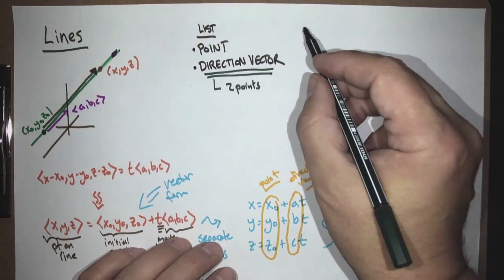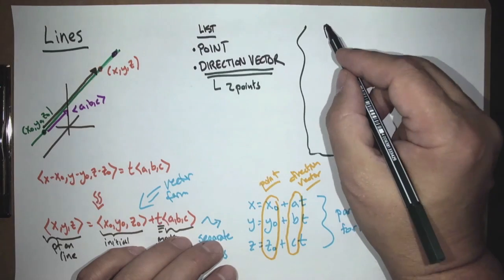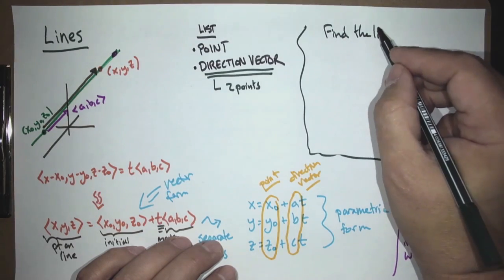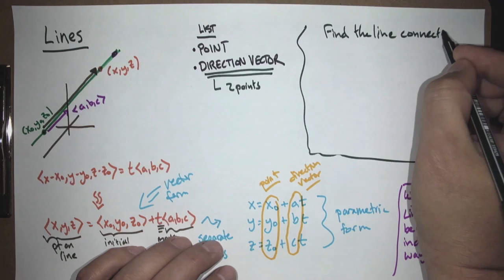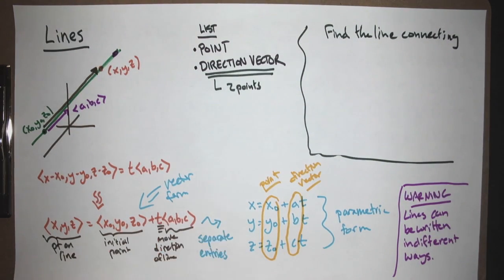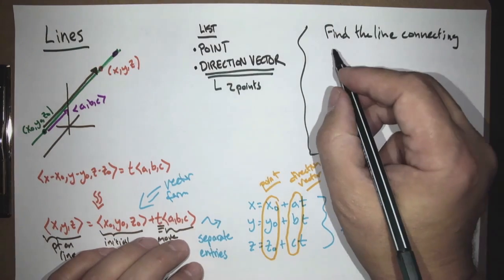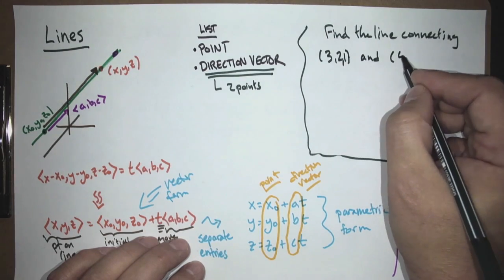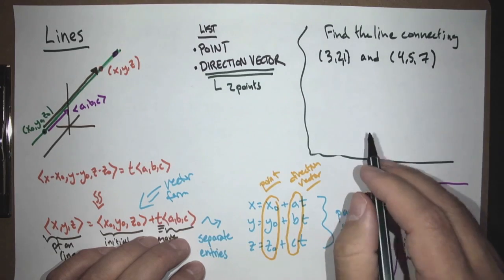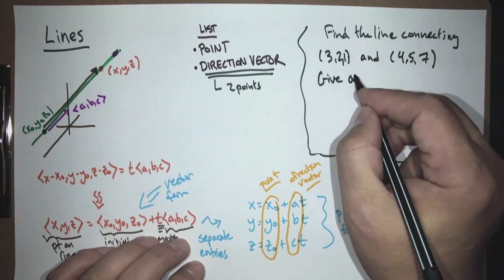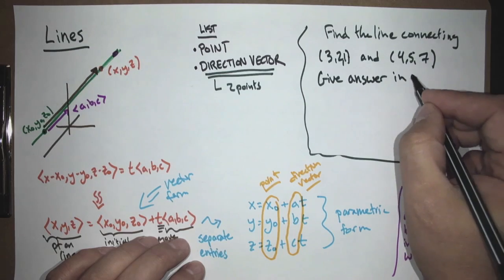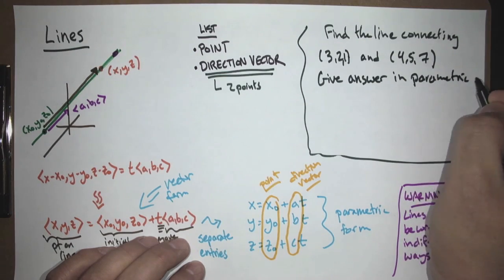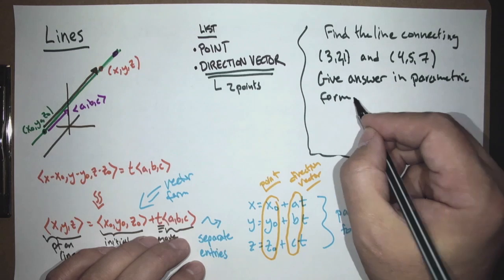So, okay, let's test this theory out. Find the line connecting, I claim this will work, can I get 1 point? 1, 2. How about a three-dimensional point? 4, 5, 7. All right. Someone said 3, 2, 1, and someone else said 4, 5, 7. Give the answer in parametric form.